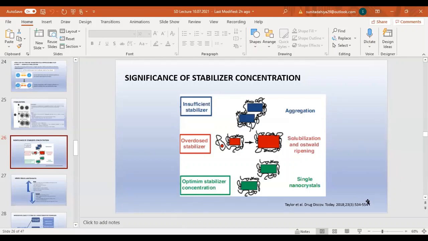A lot of research work is available on surfactants, polymers and combinations, on what type of surfactant you have to use for a particular type of drug.